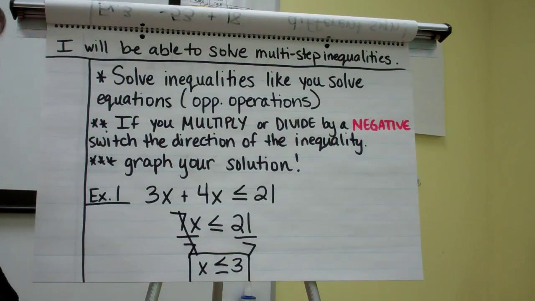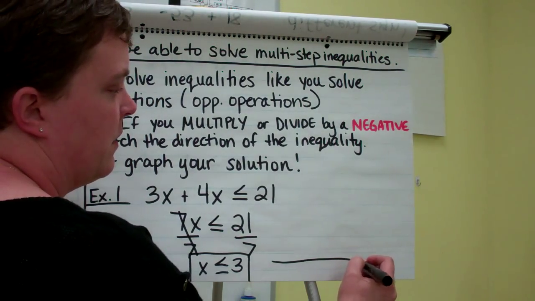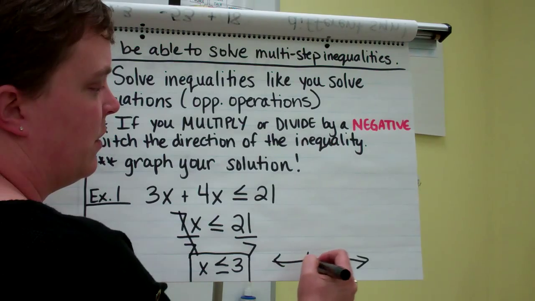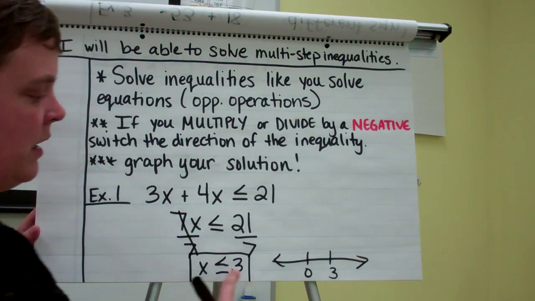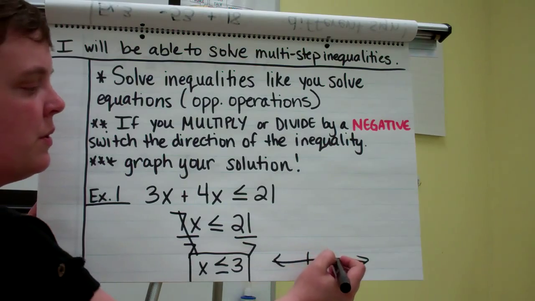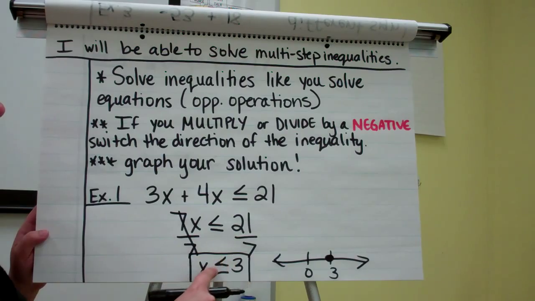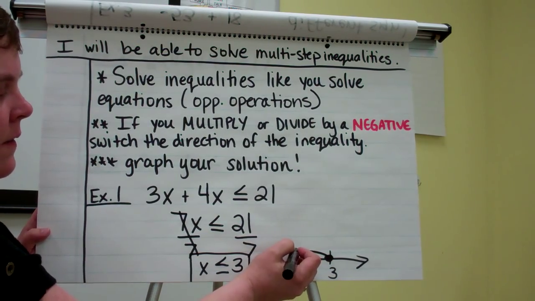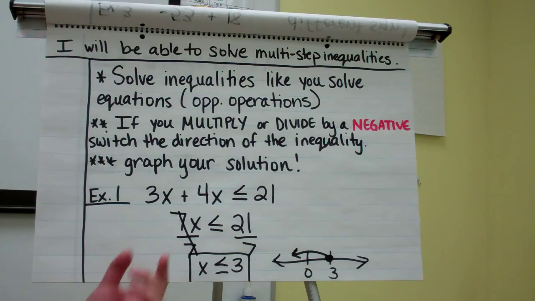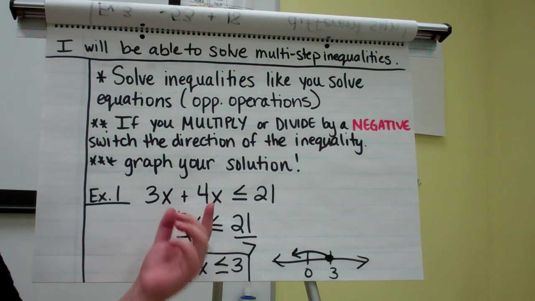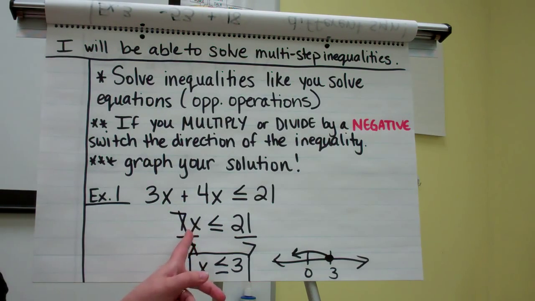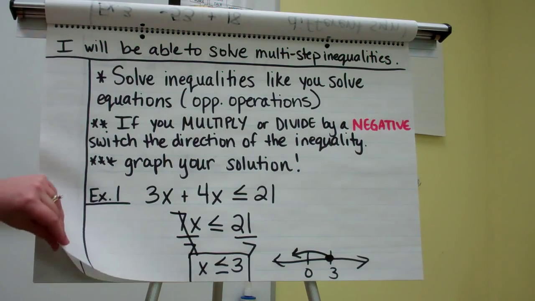That is my solution. I'm not done though. I have to remember to graph it on a number line. So there's my number line. There's 0. There's 3. It's less than or equal to, so that's a closed circle. And if it's less than, I want to make sure that I shade to the left. Okay? So combining like terms. Once all your like terms are combined, then you just use opposite operations like we have been practicing in class to solve the equation.